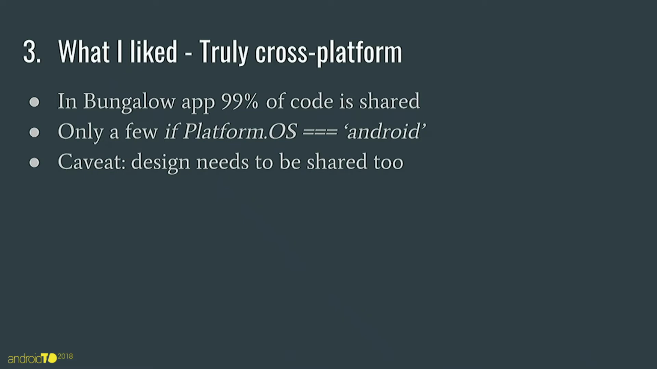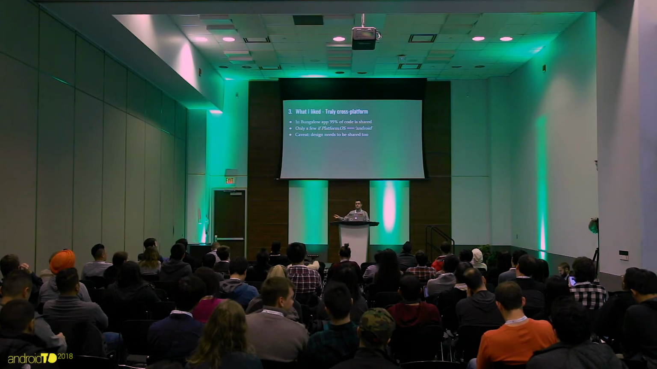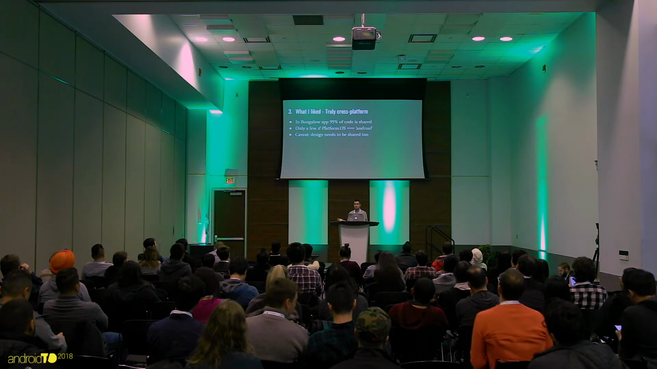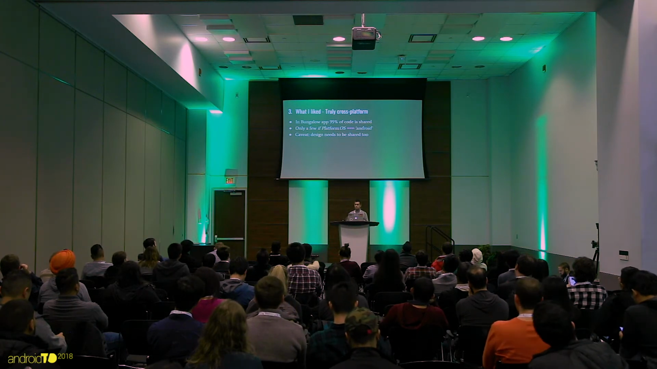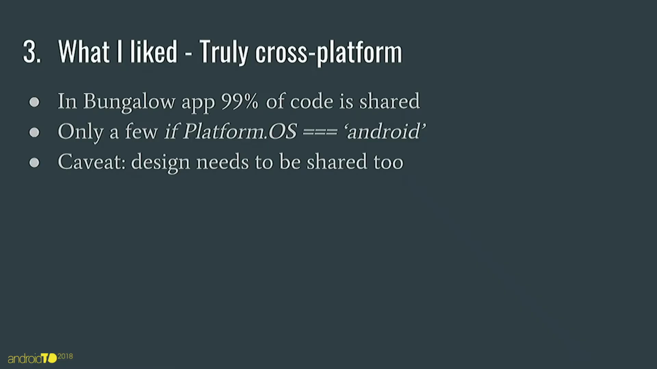Only a few places have if Platform.OS equals Android. Well, yeah, don't look at the triple equal, that's JavaScript. But if it's Android, then just add this padding, because on Android we want more padding or something like that. I have like 10 of those, but most of the code is all the same. The only caveat to that is that you need to have your designers on board with that, and you need to have the design be the same on both, right?